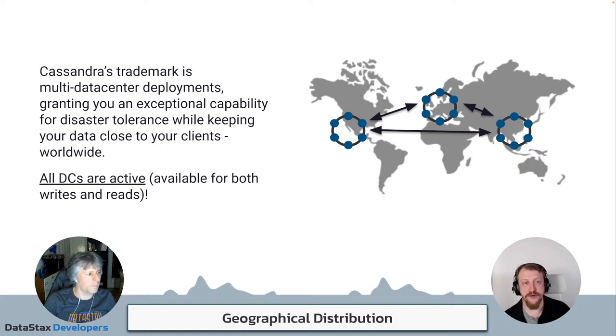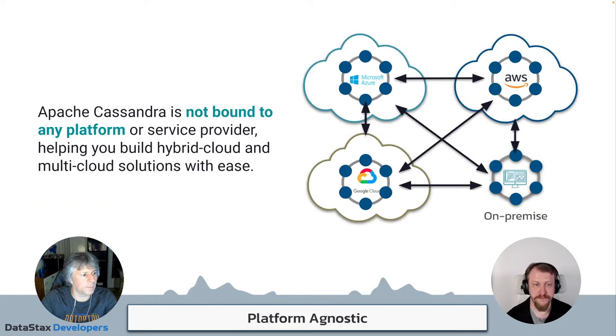Then, Cassandra's trademark is distributed global deployments, but what really matters is that all data centers are active. There are plenty of databases that can have multiple data centers in their clusters, but in most cases it will be active-passive. In one data center you can write and read data, and in other data centers you can read only and cannot write. With Cassandra, all data centers are active and you can write to them.